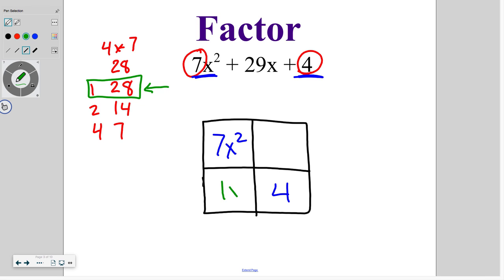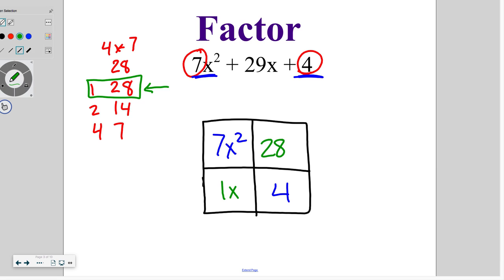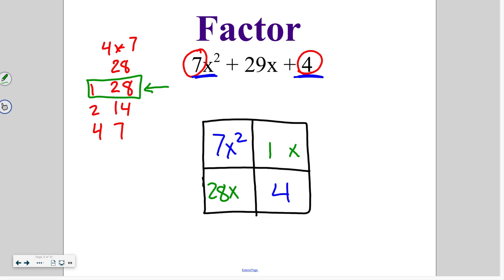So I can either plug in 1x and 28x to give me a total of 29x, or I can plug in 28x first and 1x second. It doesn't matter where those pairs go, just so long as they both appear once. Now, in order to do the factoring part, we are looking to take out the pieces that they have in common. So we're going to start with this column right here.